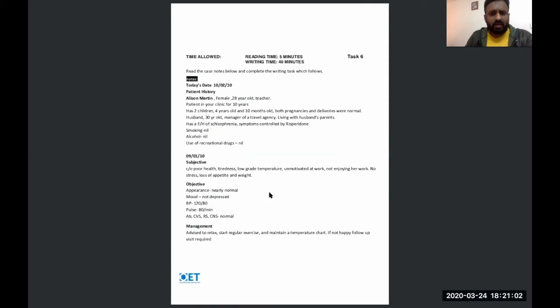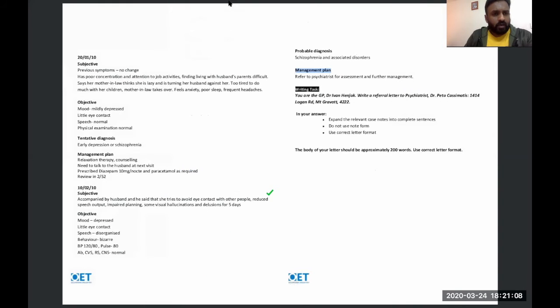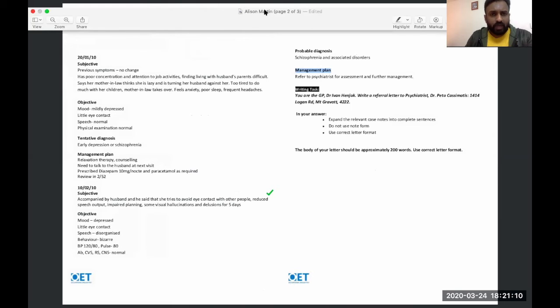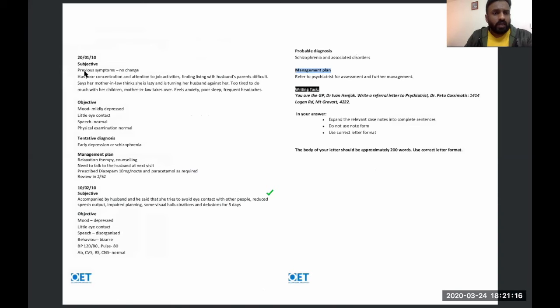Let me go to the second page of this letter. Perfect. Now over here we can take a separate paragraph for the recent visit, what has happened. We can see previous symptoms, no change, had poor concentration and attention to job activities. We need to make sure that when we write the paragraph, no information is repeated from the case note. He has poor concentration and attention to job activities; if you want, you can take it. Finding living with husband's parents difficult. The psychiatrist needs to know the background.